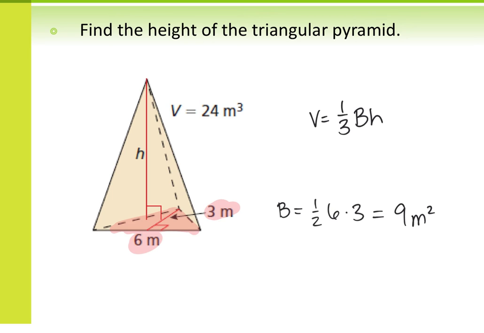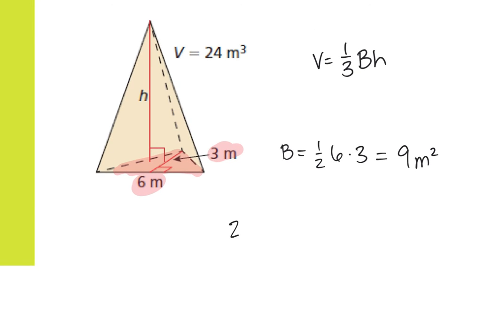Our volume was 24, and we're looking for the height. So let's plug everything in. We know that 24 meters cubed should be equal to 1/3 times 9 meters squared times your height, which we don't know. Why is it meters instead of feet? Just because, do you see how the lengths were given in meters for this one? Yeah, I'm just using that fact, okay?